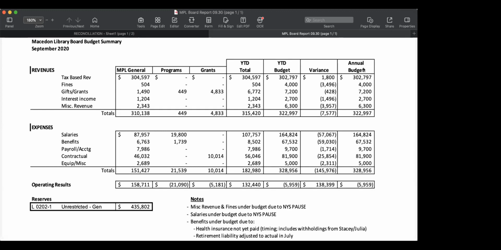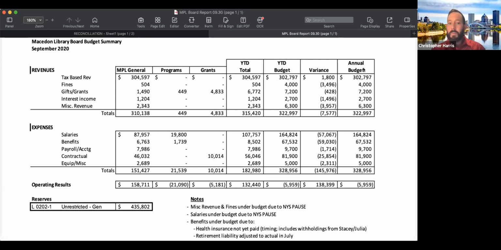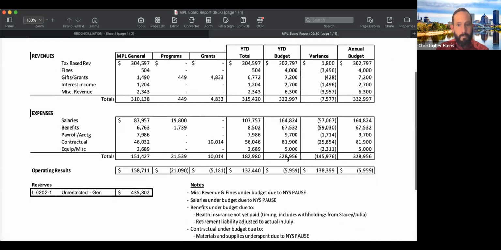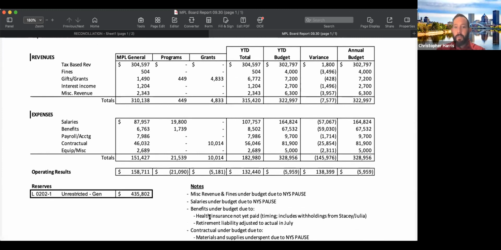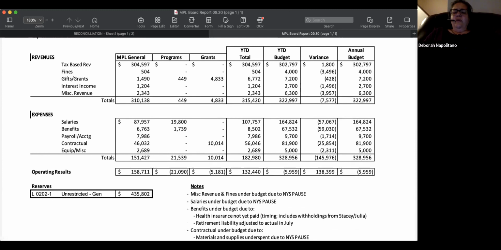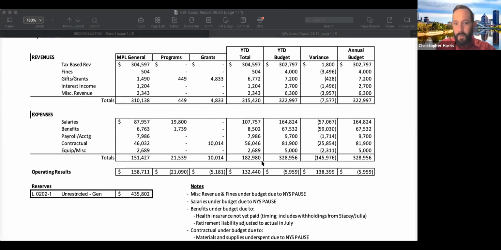So overall, we're a little bit under budget from the revenue side of things, but then on expenses, we are significantly under budget. I think there might be a typo in there. There is, I'm sorry. We are very under budget on the expense side of things because salaries are under budget by about $57,000 and benefits are under budget by about $59,000. The contractual are not that far under budget though. I'm going to share a different PDF really quick that shows actual.